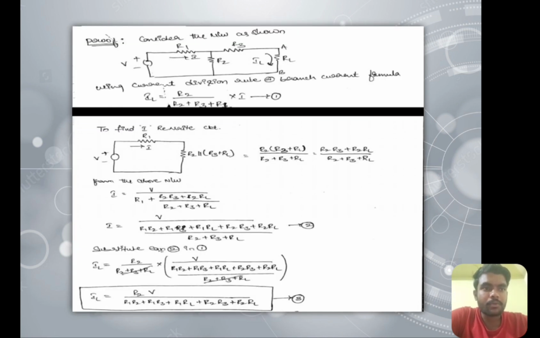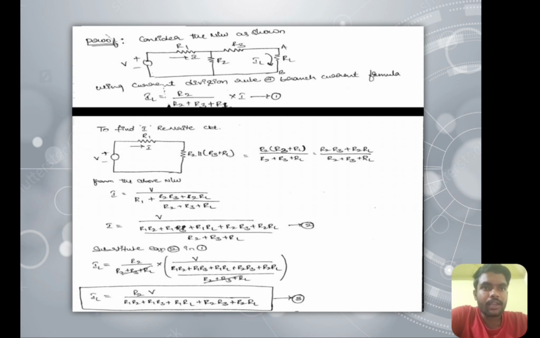Let us come to the proof. Consider a network with R1, R2, R3 resistors, one voltage source V and a load resistance RL. The current flowing through the load resistance is IL. Using the current division rule, we can find IL. IL is equal to R2 divided by R2 plus R3 plus RL, into I.